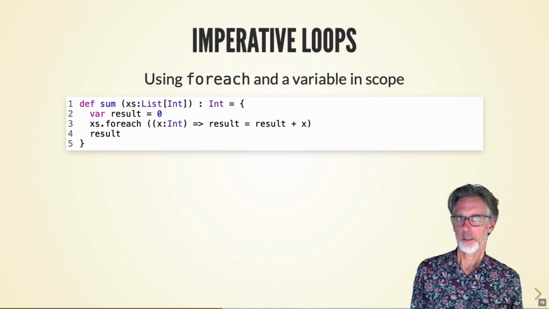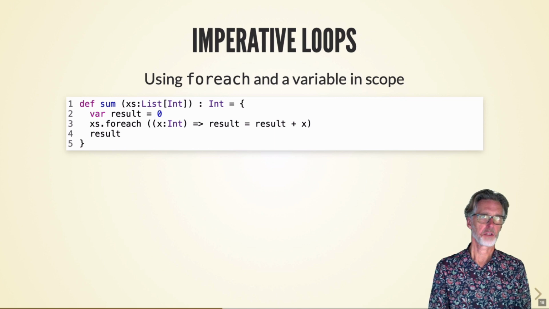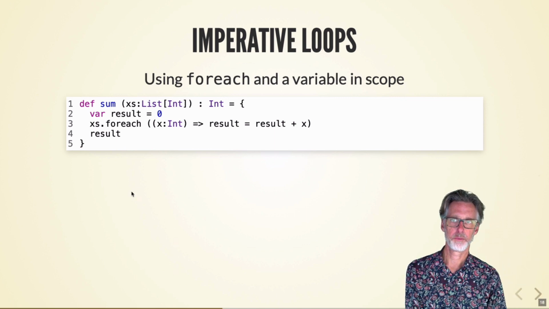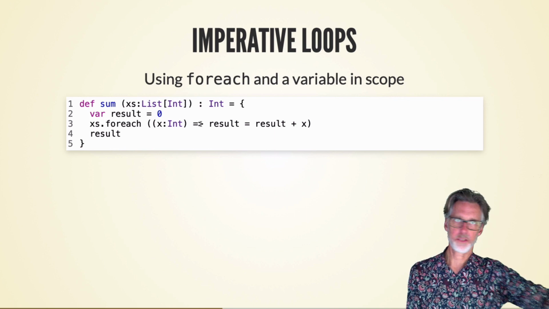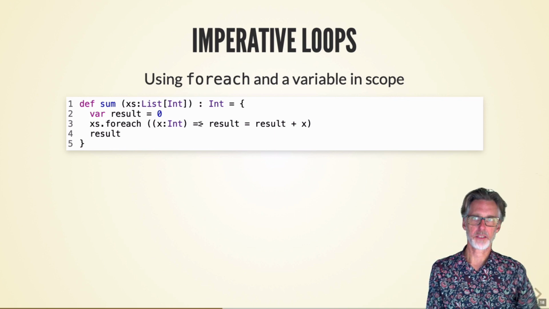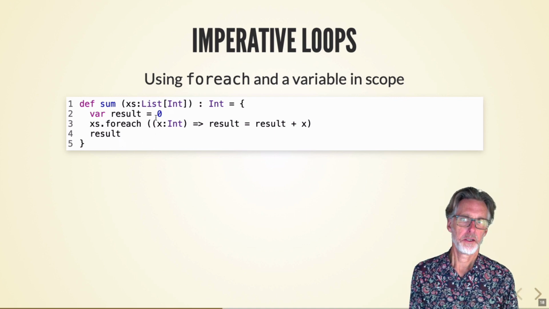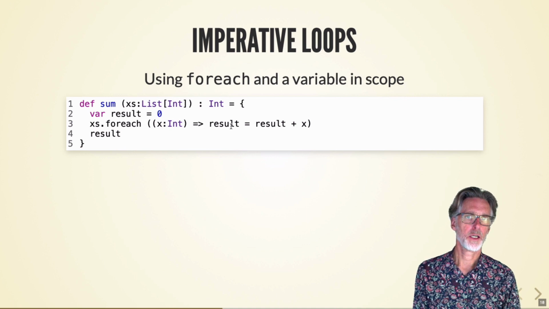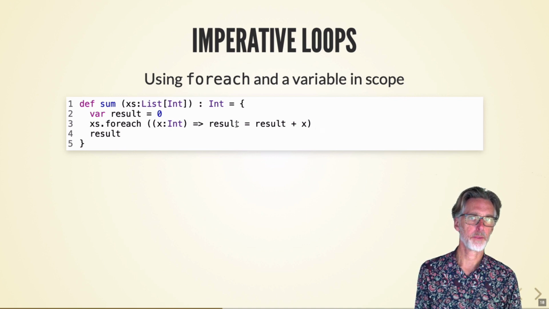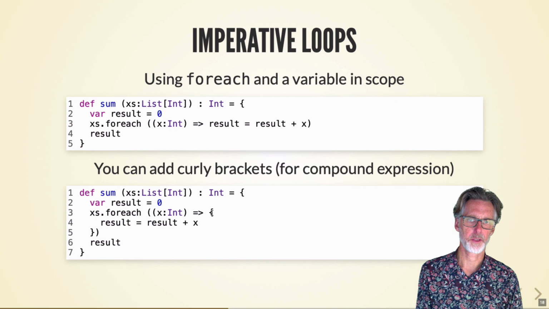With for, we have the ability to do imperative loops. So we can declare mutable state, we can go around every element of a list, and we can do something. So here's an imperative version of the sum operation. We're going to set result initially to 0, and then for every element, we'll just add the value of the element into the result.